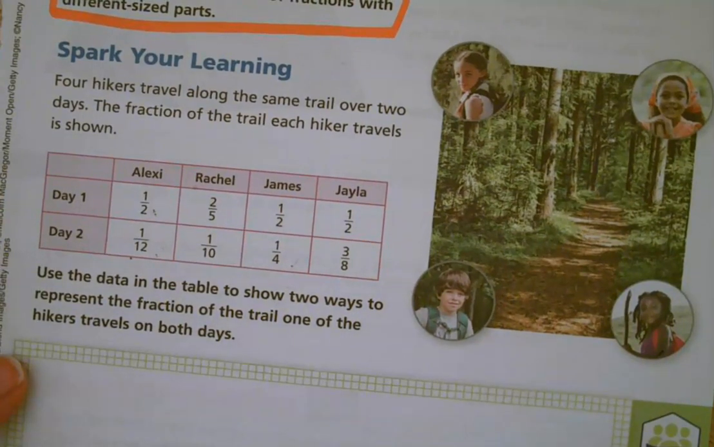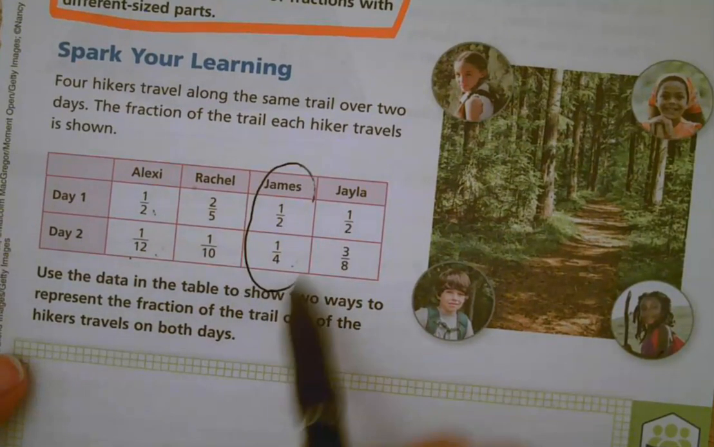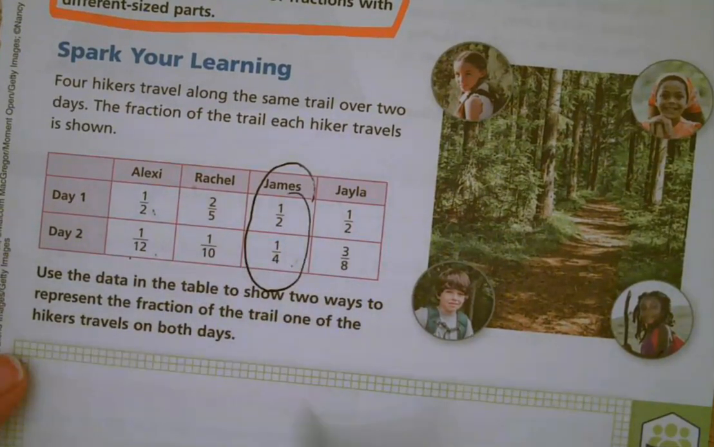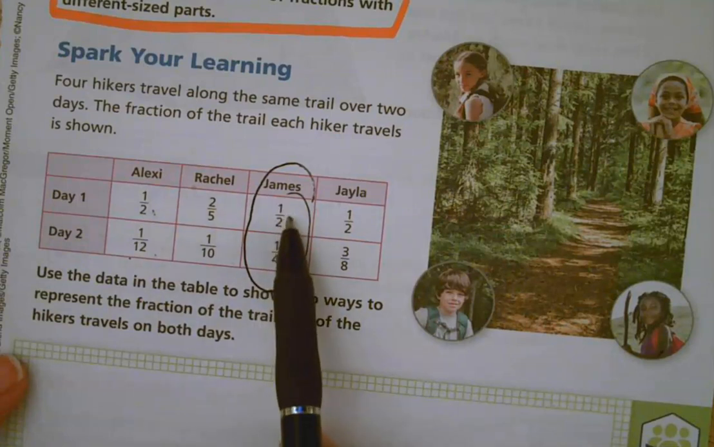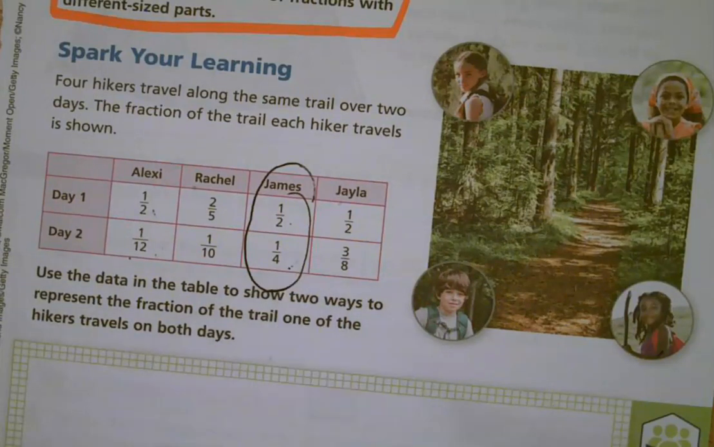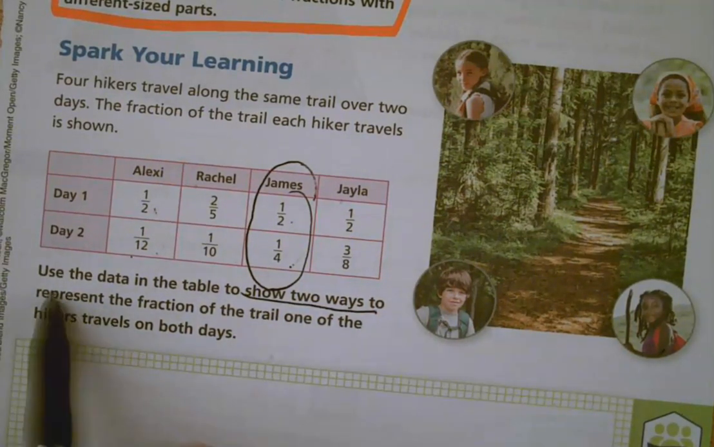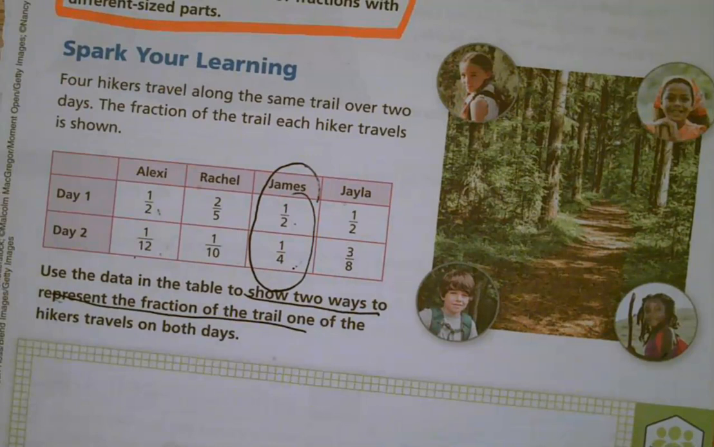All right, so I'm going to just pick James here. I'm going to pick James, because he did half of the trail on day 1, and then on day 2 he didn't do quite as much. He only did 1/4 of the trail. So how can I show 2 ways to represent the fraction of the trail that one of these hikers travels on both days?